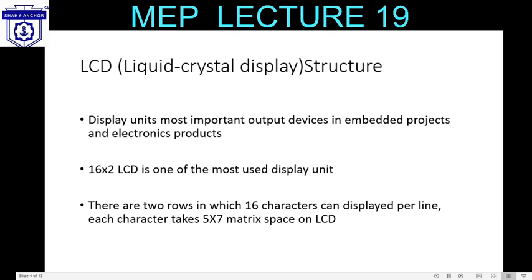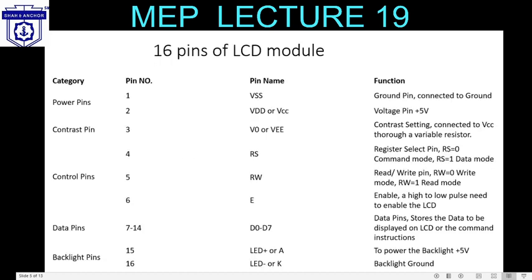We know that it is a display device, and obviously the most popular output device. It is commonly used in different embedded projects and electronic products. Take the example of a 16 by 2 LCD, the most commonly used display unit. What does 16 by 2 indicate? There are two rows, in which we can display 16 characters per line, where each character takes a 5 by 7 matrix space on the LCD. Matrix means a combination of rows and columns.